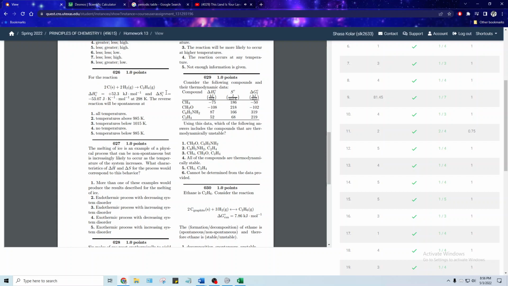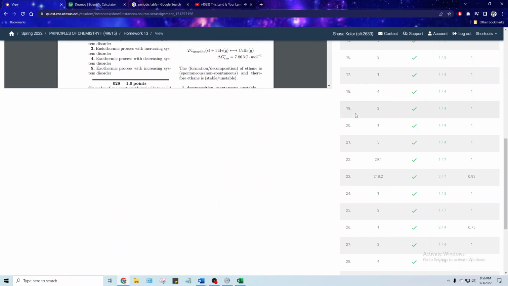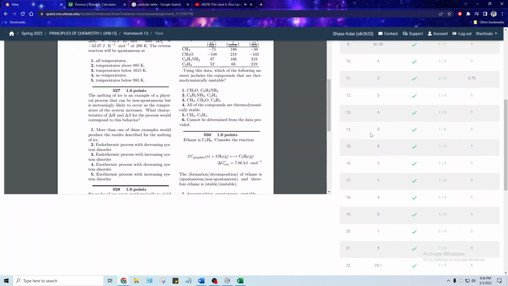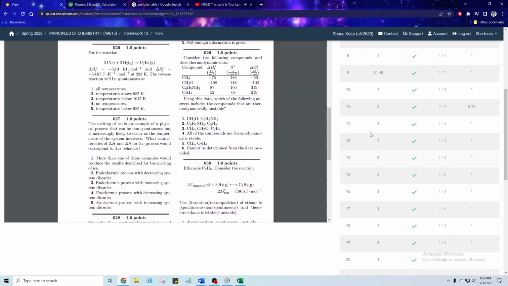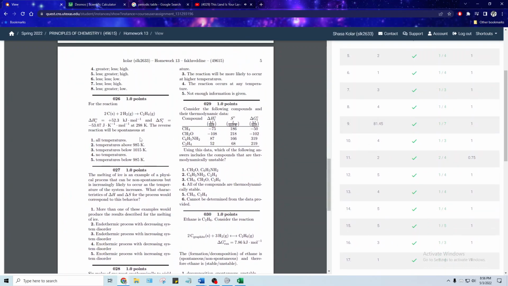Okay, so for this reaction, we have a delta H that's positive, a delta S that's negative. So that means, according to our chart, that's never going to happen. But we're talking about the reverse. So if we reverse, if it's delta H negative and delta S positive, then it'll happen at all temperatures. So 26 is 1. Actually, I think I got this wrong the first time, because I didn't read the actual question. I just read this part, and then I read all the answers. I'm like, oh, it's this one. So, nope, it's number 1.